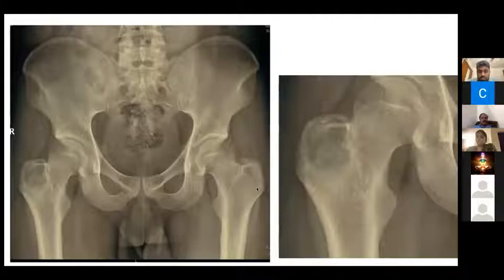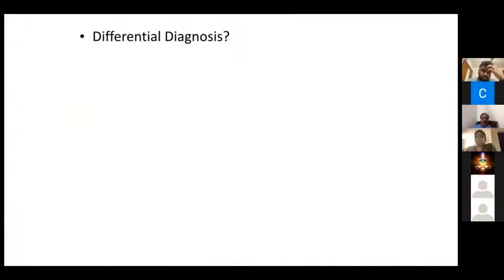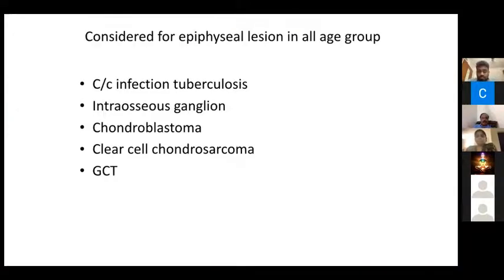Okay, don't you think you need a blood examination? MRI is the first thing. No, sir. Along with the X-rays, we'll go for blood investigation. MRI. So we'll see the blood. Okay. So these are the conditions we talked about in the epiphysis. Next.